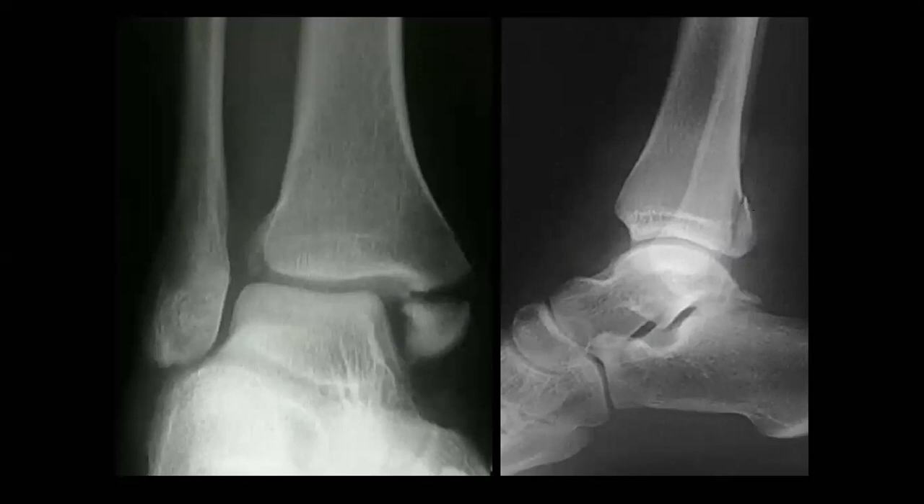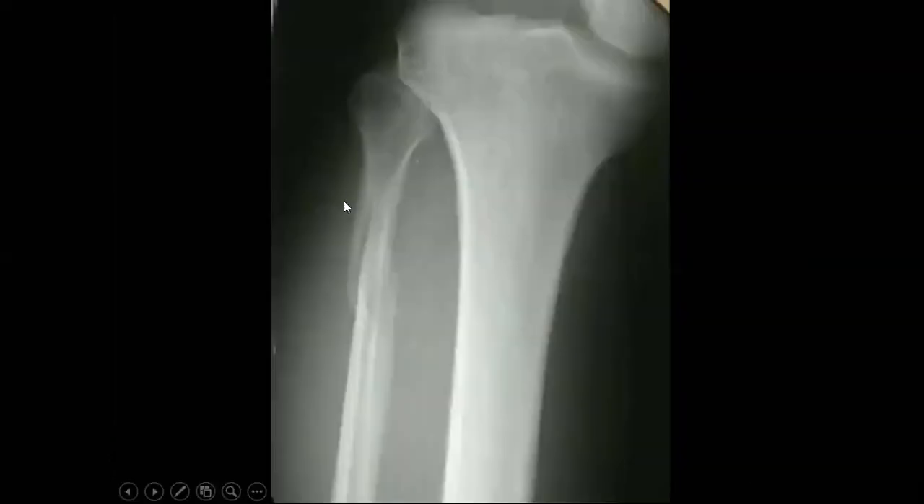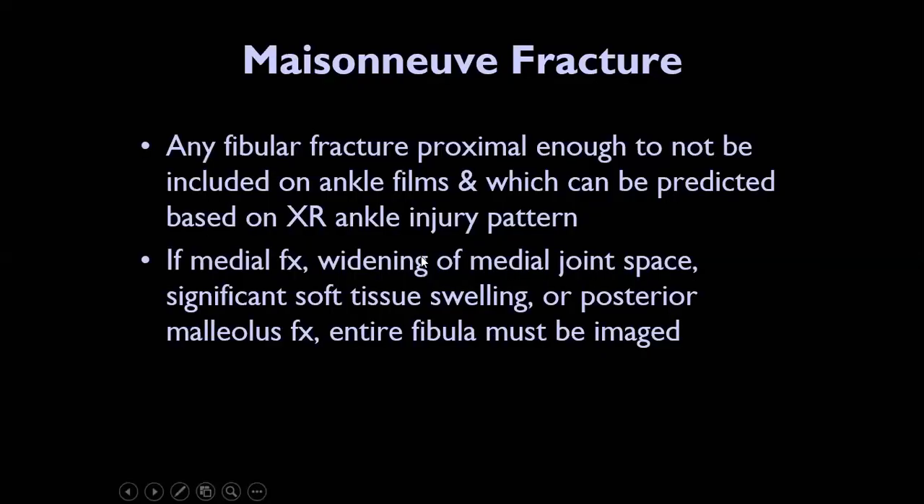Fracture, perfect. Which type of fracture? Yeah, Maisonneuve fracture. When you find this, we mentioned it last time, with widening here and this appearance, go and check the fibula. Check the fibula to see if this is Maisonneuve fracture, right? Did I pronounce it in a good way? Okay, Maisonneuve, right? So any fibular fracture, proximal enough not to be included, which is not predicted based on the X-ray of the ankle. Perfect, yes, we mentioned it.